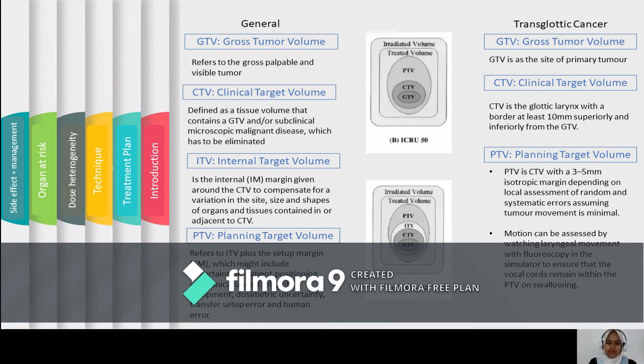to nutritional deficit. Internal target volume, which is defined by ICRU 62, is the internal margin given around the CTV to compensate for variation in the site, size and shape of organ and tissue contained in or adjacent to CTV.